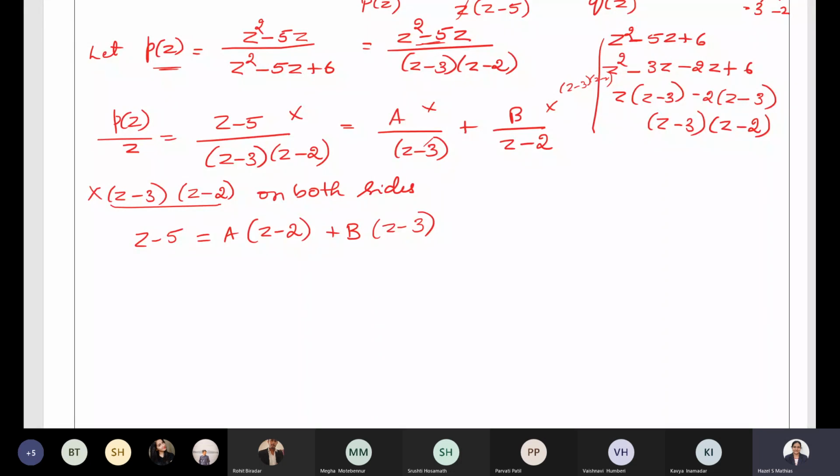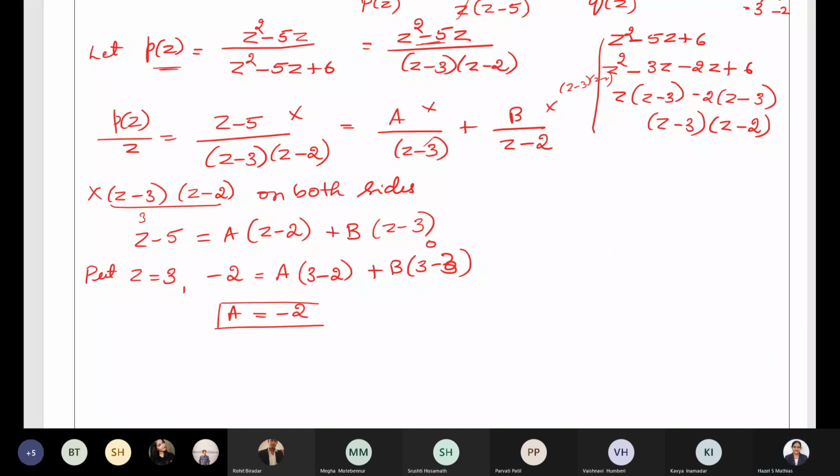Okay. Next, now find the value of a and b. In order to find the value of a, we shall put z equal to 3. If you put z equal to 3, 3 minus 5 is minus 2, that is equal to a into 3 minus 2 plus b into 3 minus 3. This will become 0. So 3 minus 2 is 1, a value is minus 2. Am I correct?